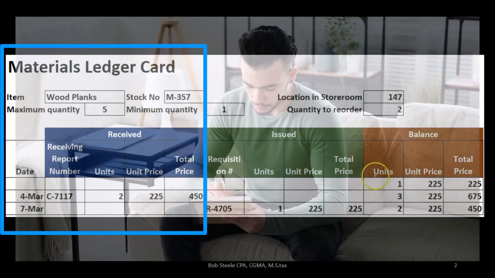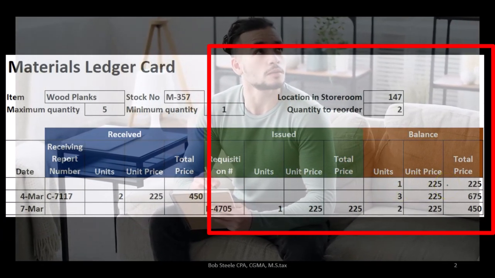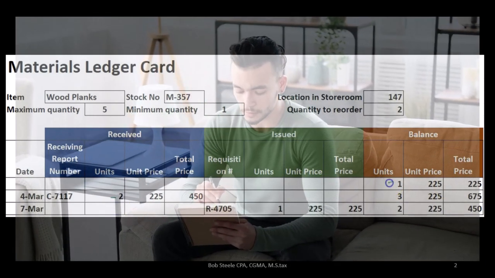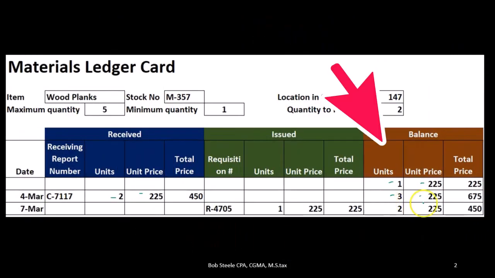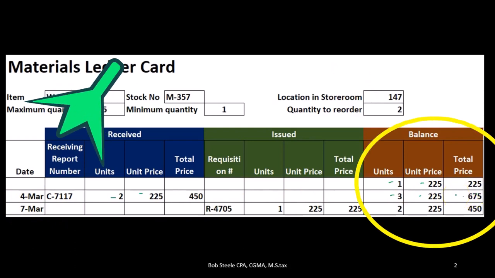Now, if we bring this over to the balance, we started with one unit at 225, or 225. And now we're bringing over these two units. So now we've got the two units and the one unit, or of course, three units. They still all cost 225, and therefore three times the 225 means we have a total of 675. So as of March 4th, we have $675 worth of inventory for wood planks.